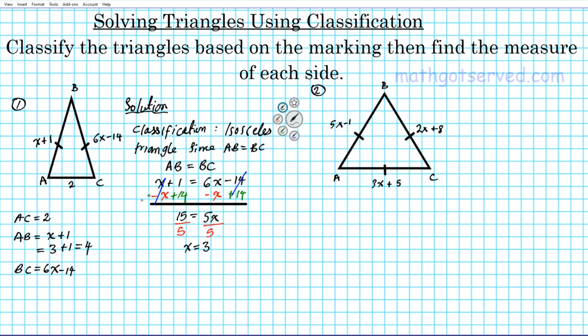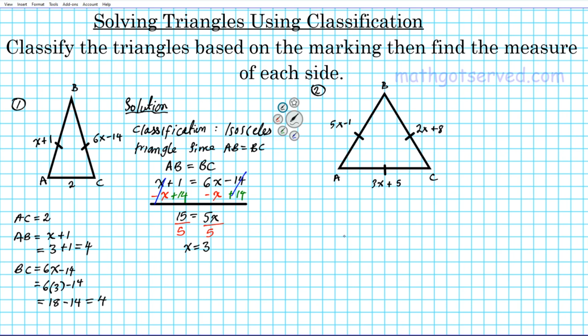Before we solve this, what do you expect BC to be? Since this is an isosceles triangle and AB is congruent to BC, if AB is 4, we expect BC to be 4 also. So let's plug our answer into the expression: 6 times 3 minus 14. We use the order of operations to simplify this. You multiply before you subtract, so you have 18 minus 14, and your final answer is 4. So there goes the measure of all three sides.